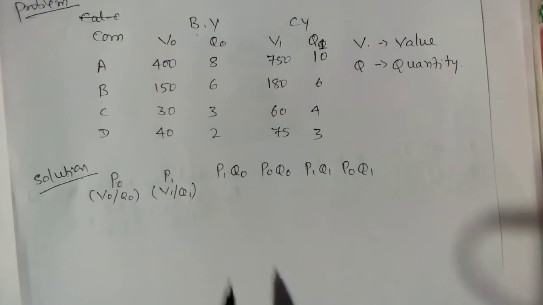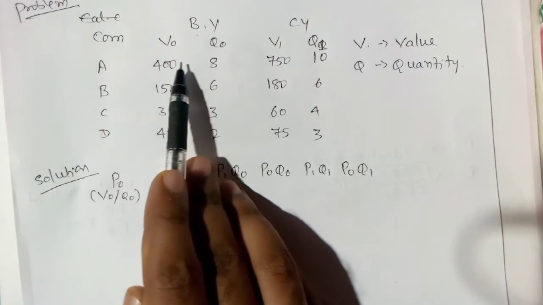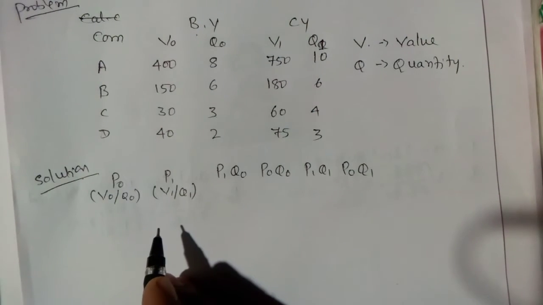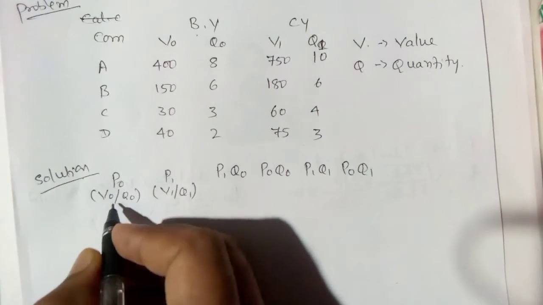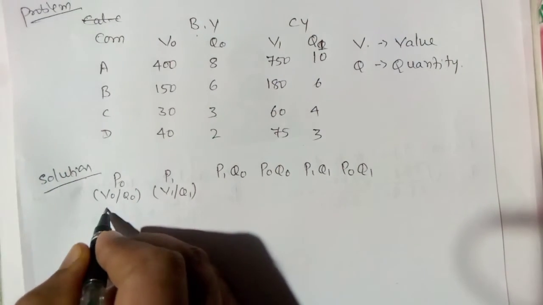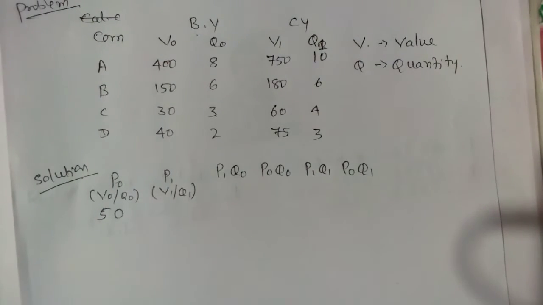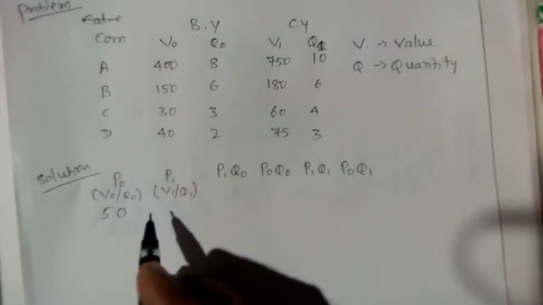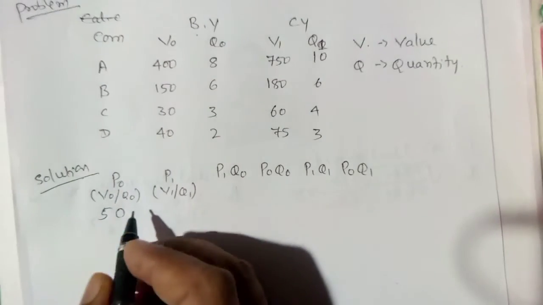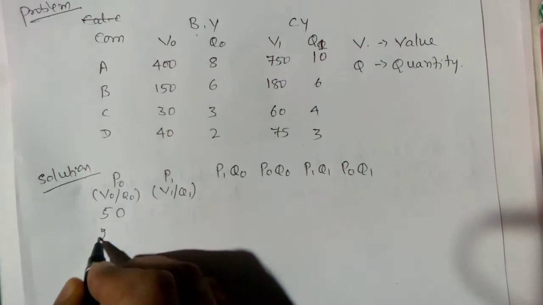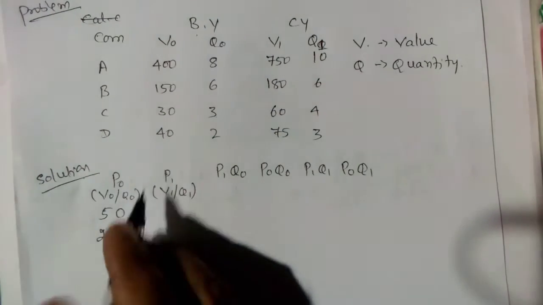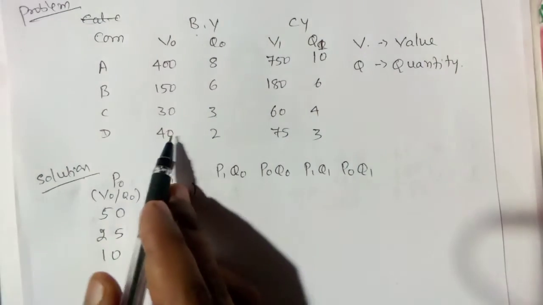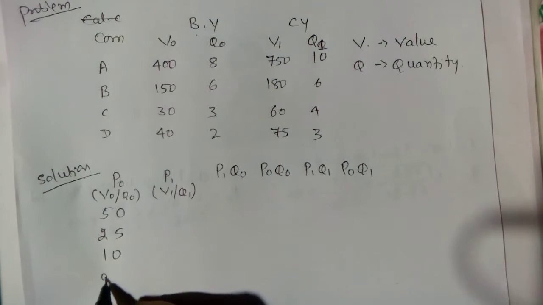To find out the solution, go with 400 divided by 8. How much will we get here? That is 50. And then 150 divided by 6, how much will we get? We got 25. Then 30 divided by 3, we get 10. 40 divided by 2, we get 20.